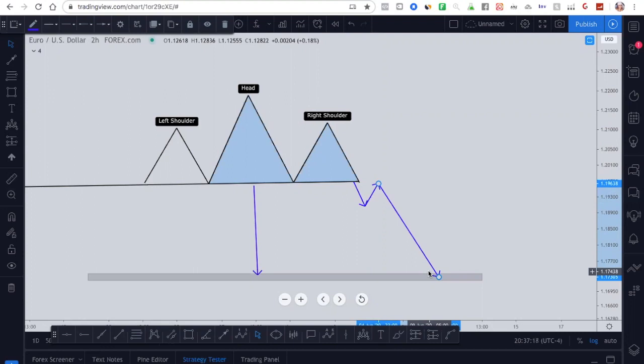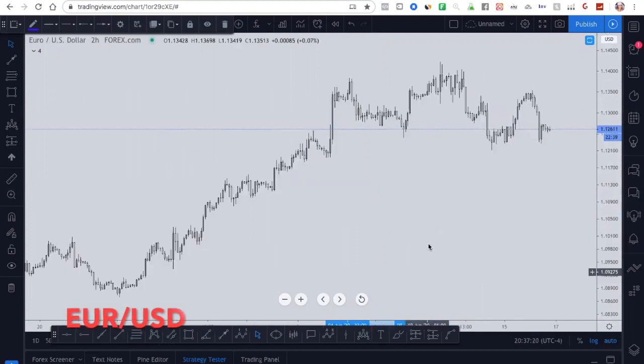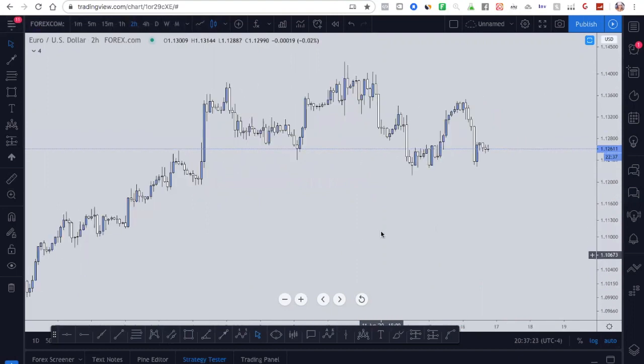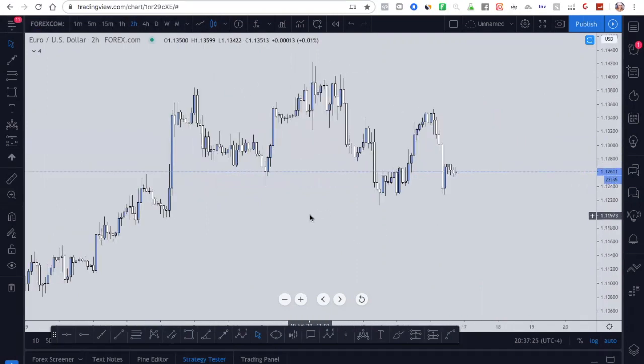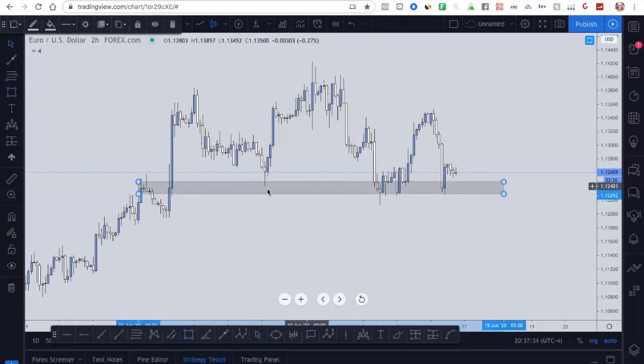So this week I noticed that Euro USD had a head and shoulders pattern, and actually one of my advanced students in the VIP course noticed it as well. So shout out to Ariana. But we can see here a really nice textbook head and shoulders pattern, okay?